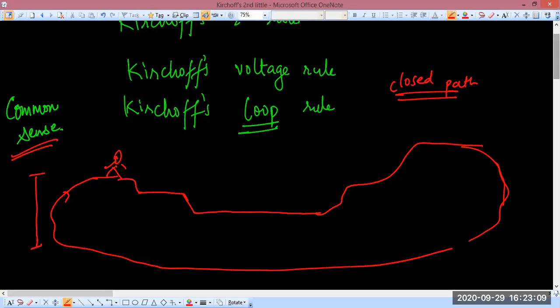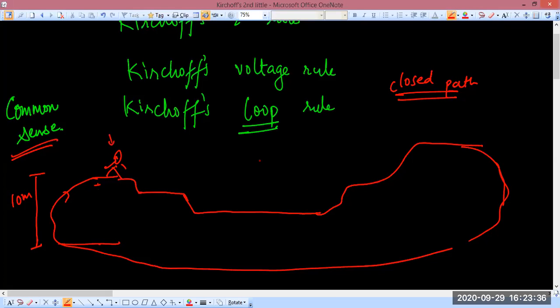So suppose you are at some height above the ground. Let's say you are at 10 meter high above ground. This person will move in a loop.